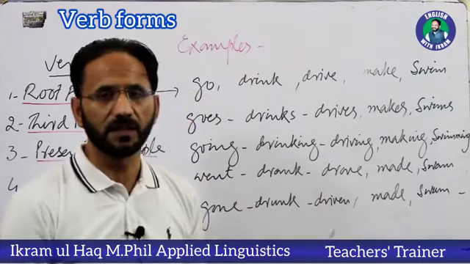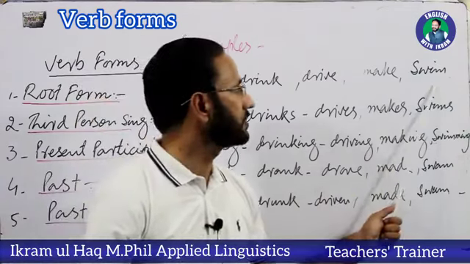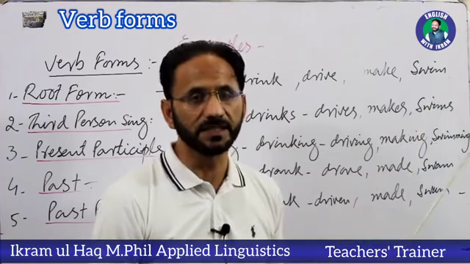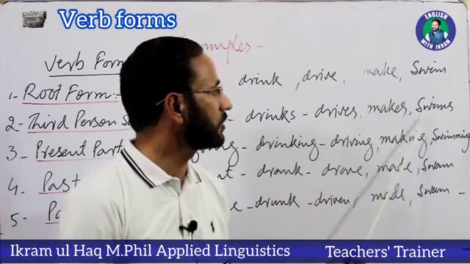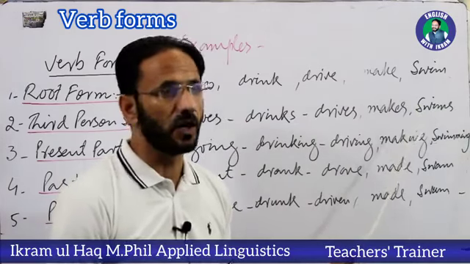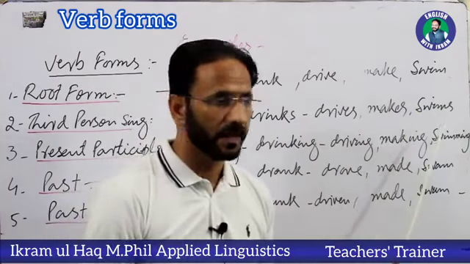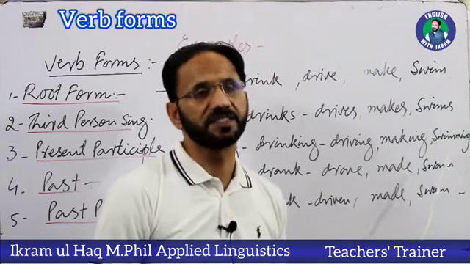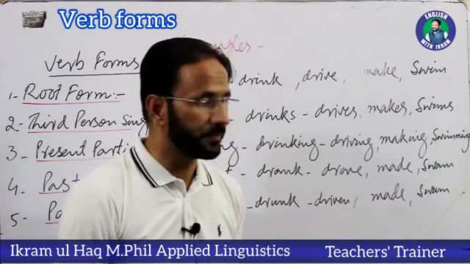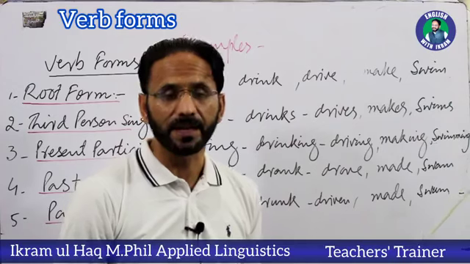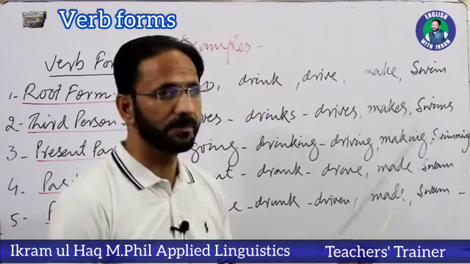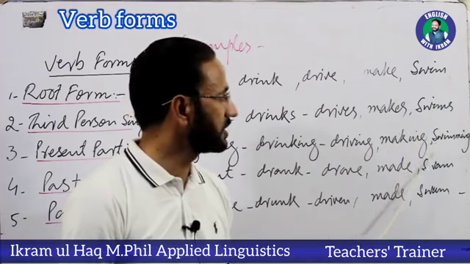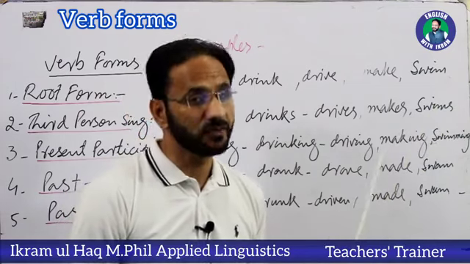And one more example, the last example is swim. The root form of the word is swim, then third person singular form of this verb is swims, and then present participle form is swimming, then past is swam and past participle is swum. So here it will be swim, swims, swimming, swam and swum.